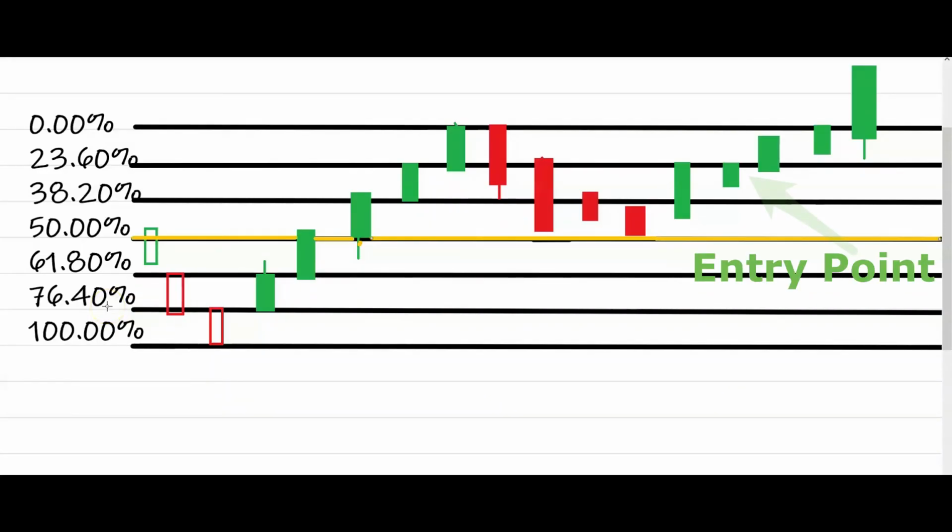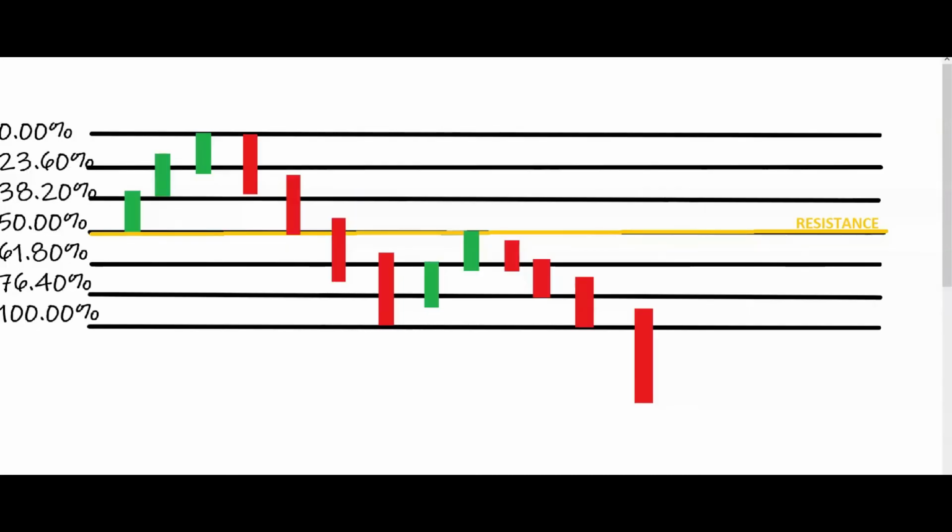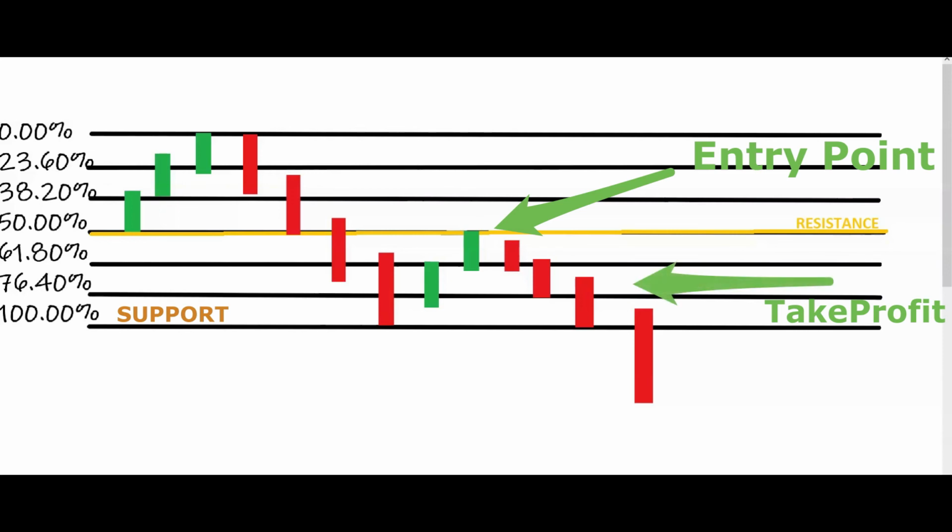In an uptrending market, each of the Fibonacci lines above your entry point can serve as points of resistance. Because of this, you want to set your take profit order on the approach of a resistance line. On the other hand, in a downtrending market, the lines below your entry point would constitute support. So because of the fact that price action can bounce off support, you want to place your take profit order just before the support line.